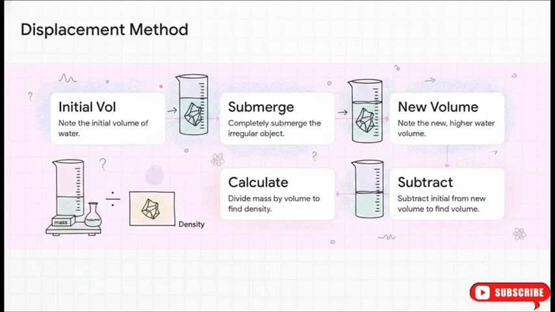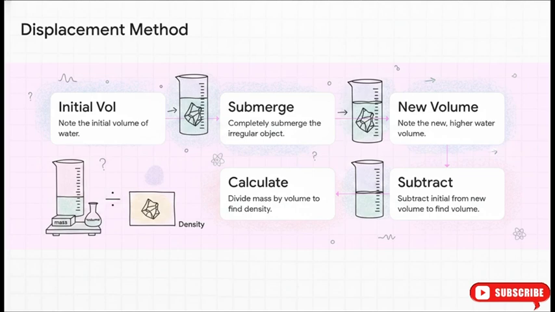First, you note the initial volume of water in a measuring cylinder. Second, completely submerge your irregular object into that water. Now, because the water literally has physically nowhere else to go, it gets displaced upwards, rising inside the cylinder. Third, note that new, higher water level. Fourth, subtract the initial volume from the new volume. That difference right there? That is the exact 3D space your jagged rock takes up.